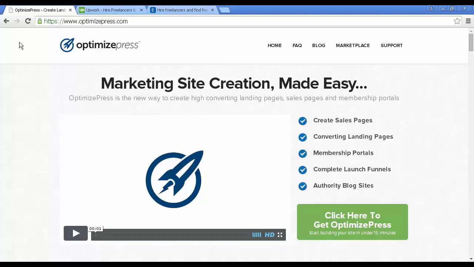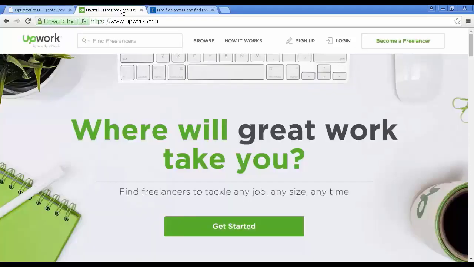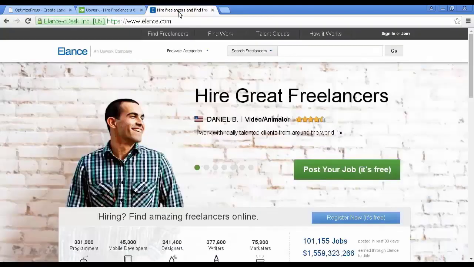At the same time, you also need to think about the sales copy that you're going to put here, and you can either write this yourself or you can get someone from Upwork, which you can find here at upwork.com. This used to be called Odesk. Or from Elance, which you can find here at elance.com, to do it for you. The idea here is to make your product sound amazing and to compel the audience to buy right away.